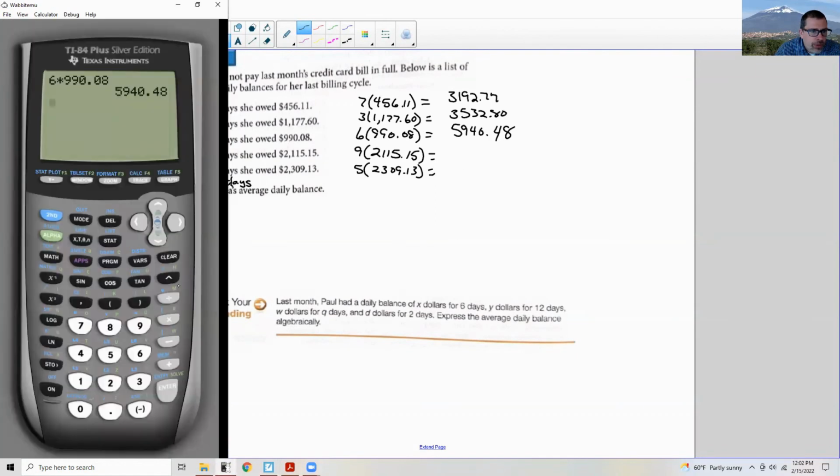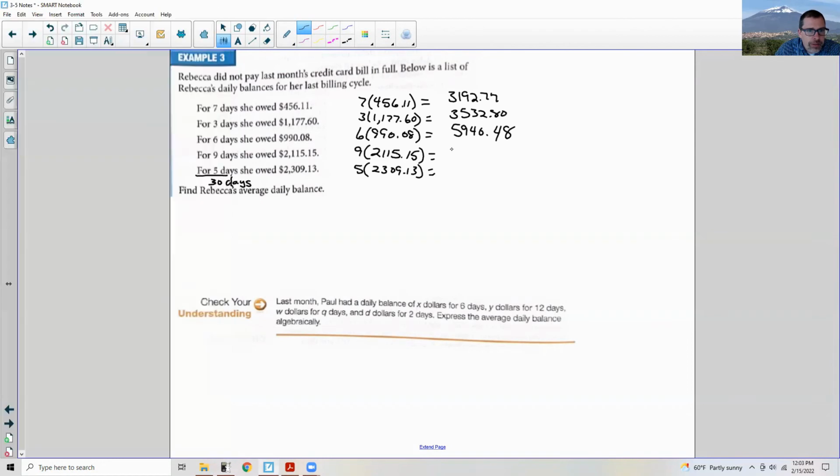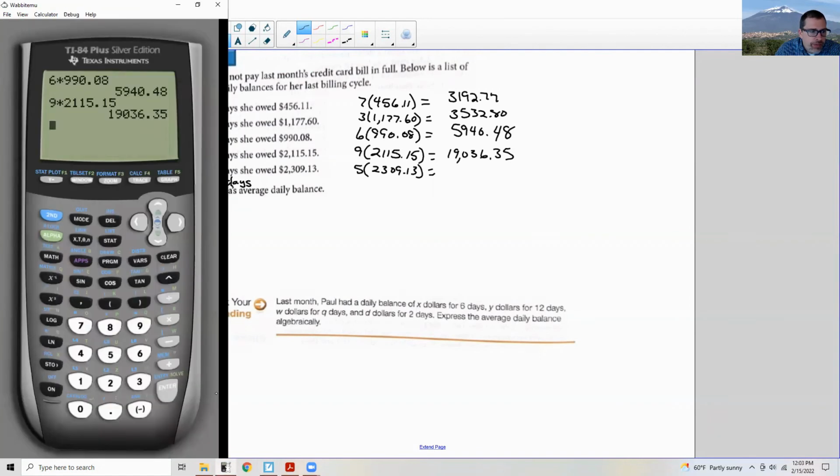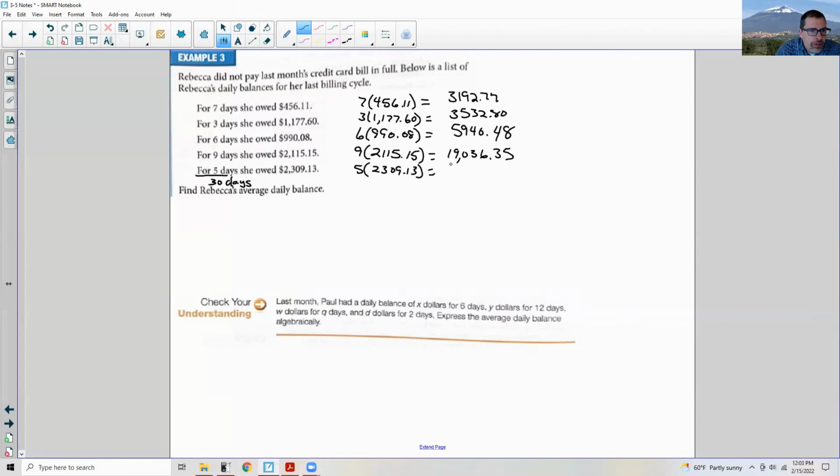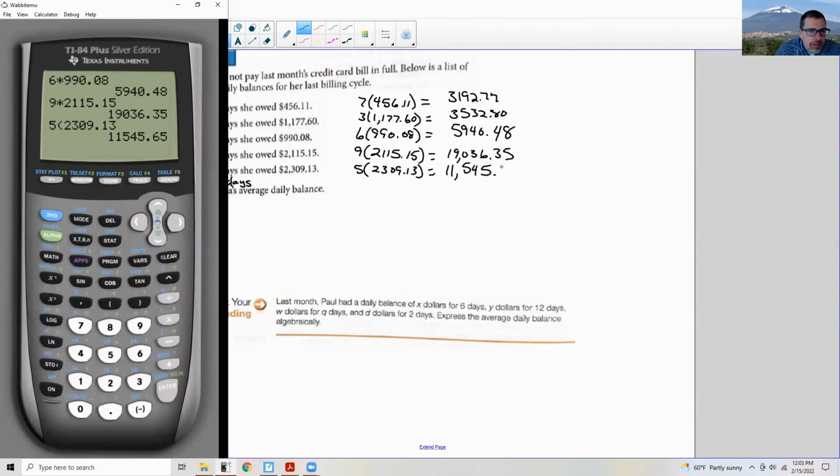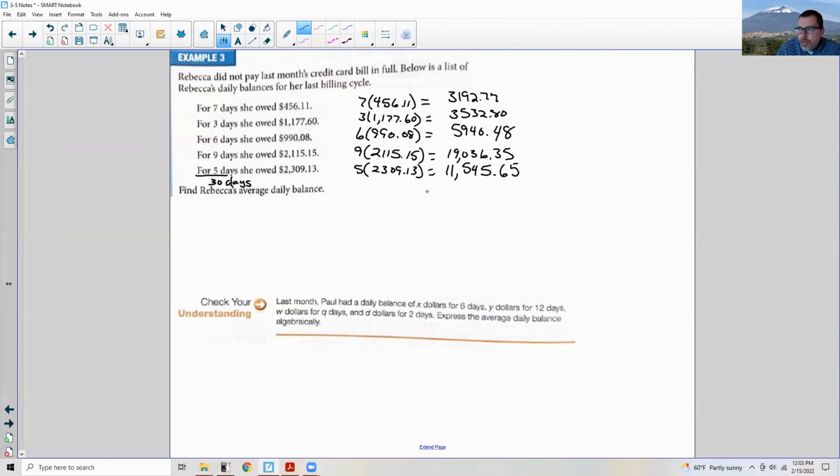And then we're going to take 9 times $2,115.15, and that is 19,036.35. And then finally 5 times 2,309.13, enter, and that's 11,545.65. Okay, so once I do that, I'm going to take them and add those all up.